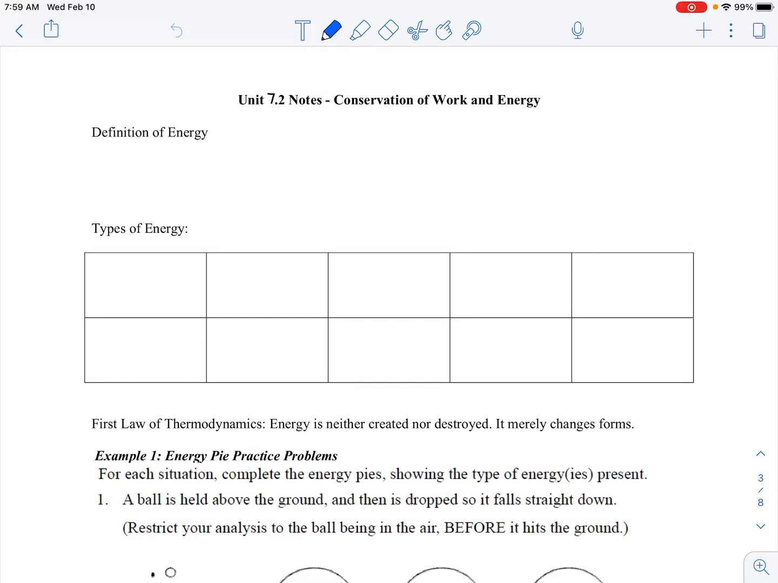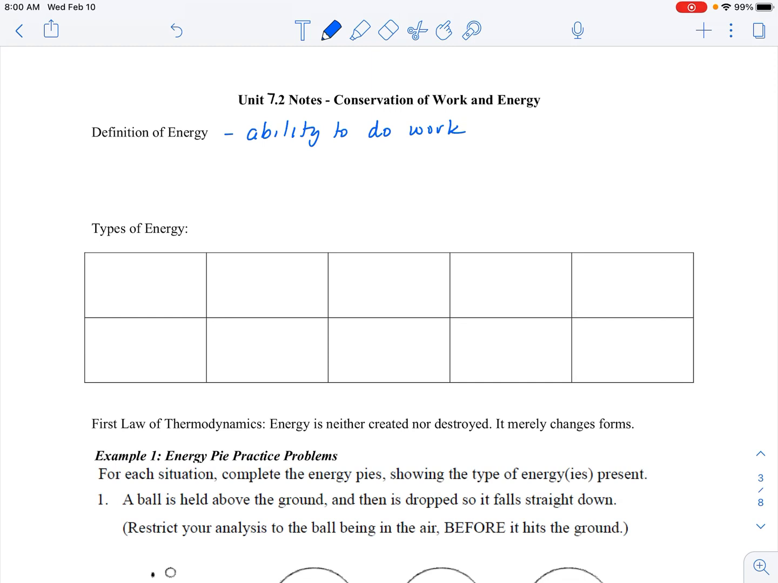Okay, here are the notes for Unit 7.2, Conservation of Work and Energy. The definition of energy, I usually define it as the ability to do work. So it's a situation where you have stored some work and you're able to do that work later. There are lots more nuances to it as you study more physics and engineering courses, but for now, the ability to do work will suit us quite nicely.